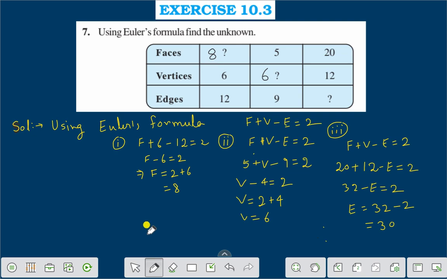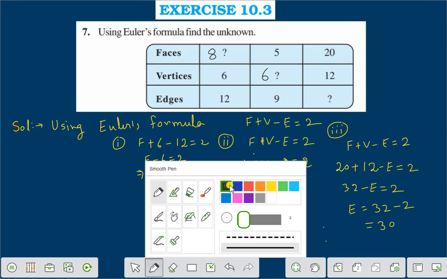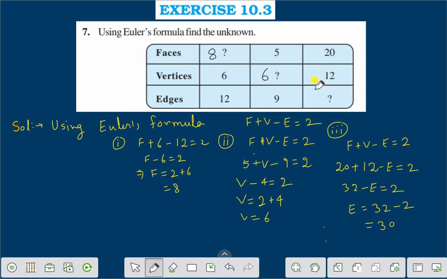Therefore, the number of edges here is 30. Right? We have completed this one. We will use Euler's formula as f plus v minus e is equal to 2. And for the first case, we get the number of faces is 8. In the second case, number of vertices is 6. In the third case, number of edges is 30.